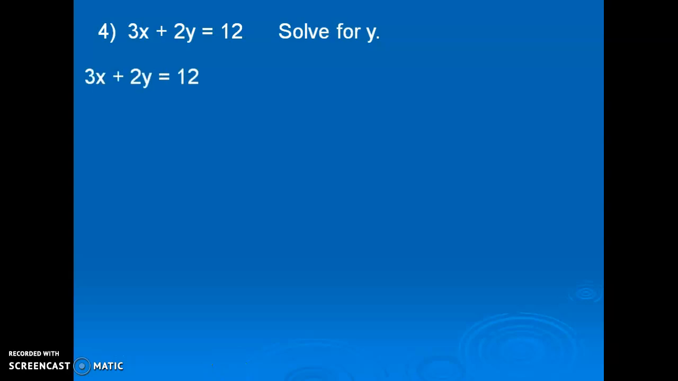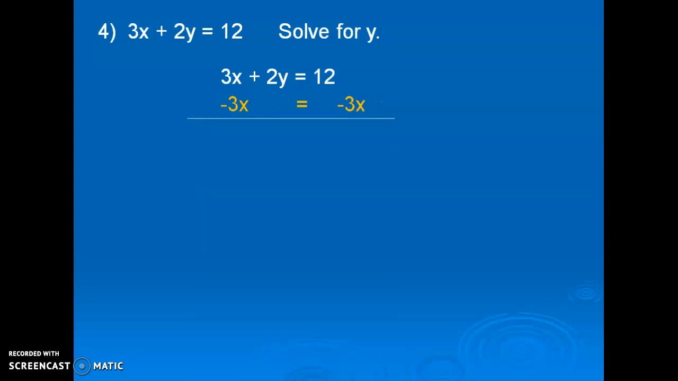So again, we're solving for y. We're going to subtract 3x from both sides. So then again, using column addition, we would end up with 2y equals negative 3x plus 12. And again, 2 times y means we have to divide both sides by 2. Dividing both those terms, we end up with y equals negative 3/2 x plus 6.